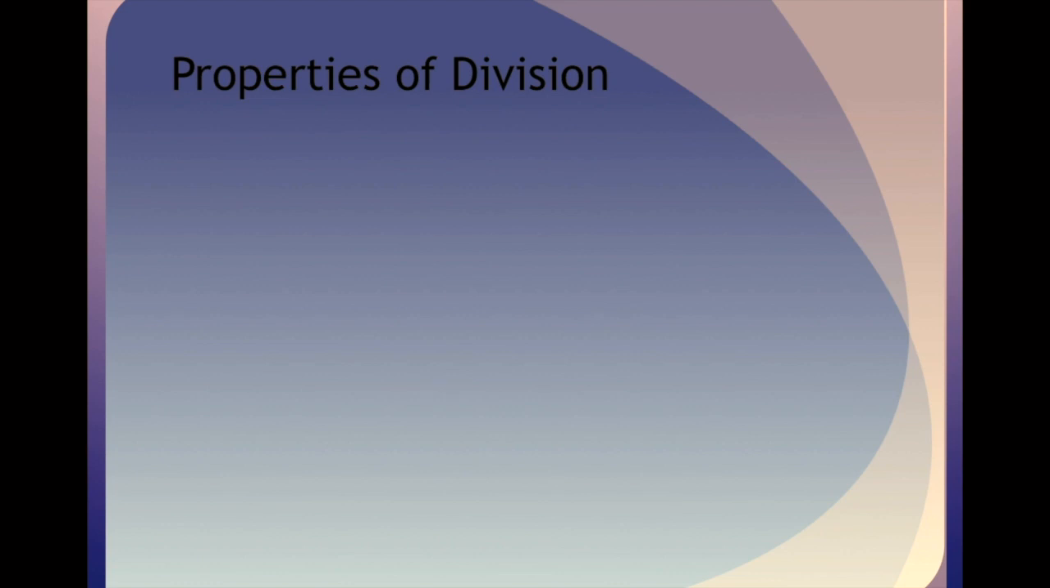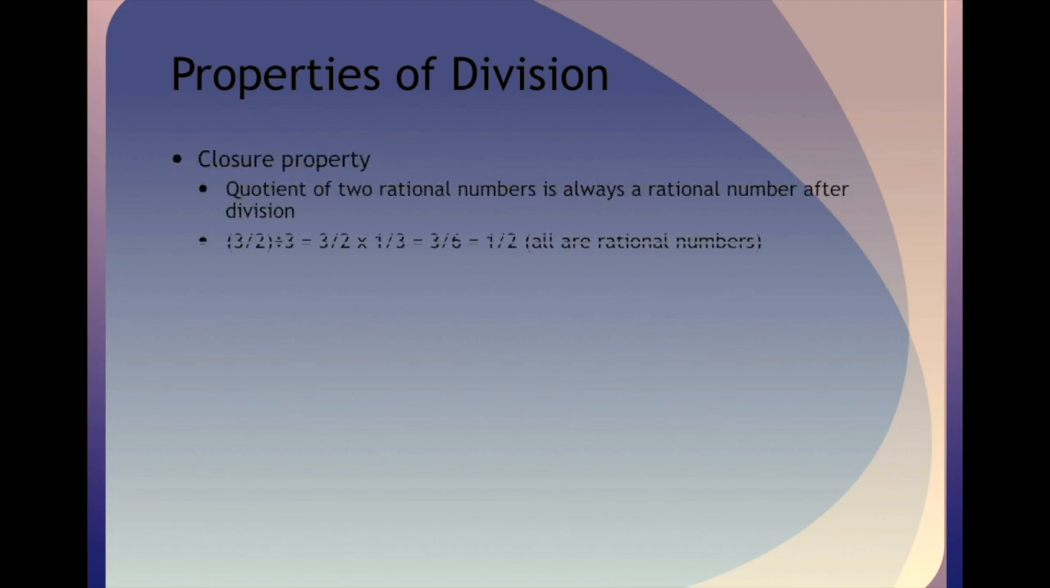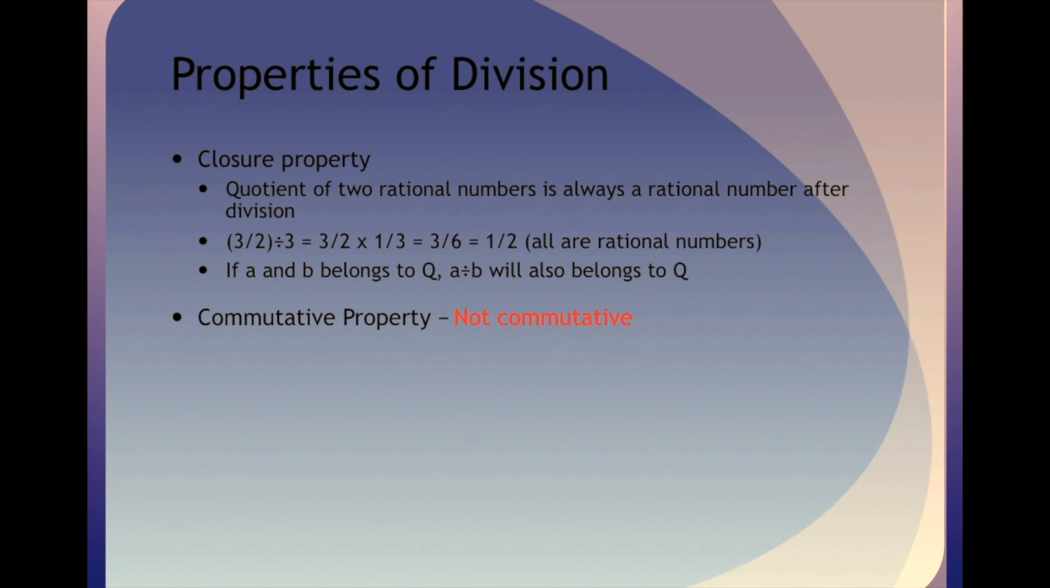Now let us discuss the properties of division. Closure property, same as the other three: addition, subtraction and multiplication. If both the numbers are rational, the quotient will always be a rational number. So for example, 3 by 2 divided by 3, the answer will be 1 by 2. So 1 by 2 is also a rational number. So in general, if A and B both belong to the rational numbers, A divided by B will also belong to the rational numbers.